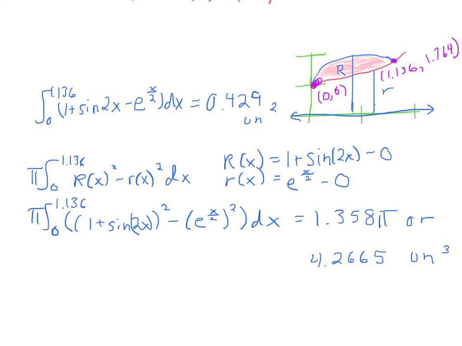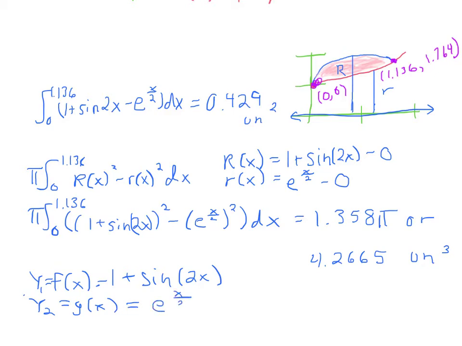What you can also do for this problem to make it a little bit easier is you can store 1 plus sine of 2x in for y1, and that could be your f of x. And then in for y2, you can store g of x. But since you only had to type these functions in one time, there is no need to store them.